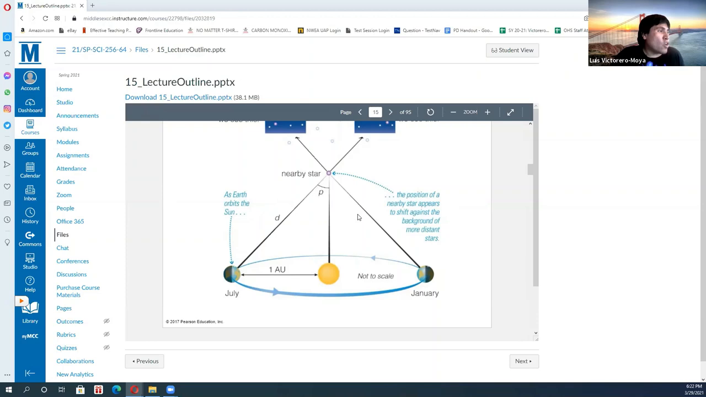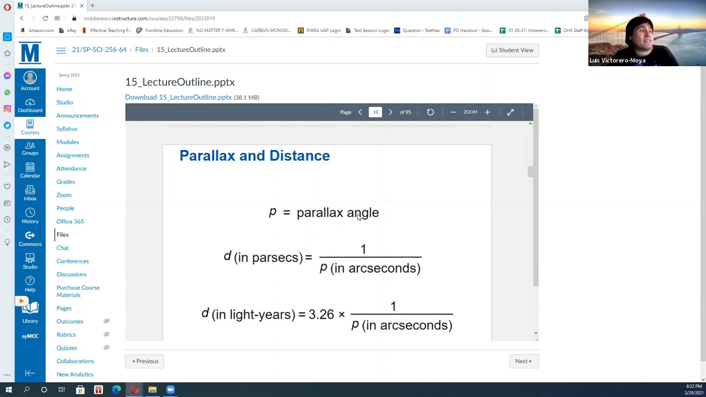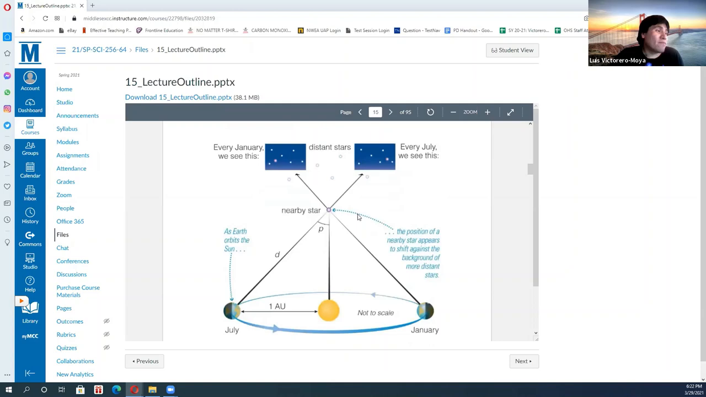That the distance in parsecs between us and a nearby star is 1 over p. Now, look how it says there that p has to be in arc seconds. And that has to do with how we define parsecs. The way we define parsecs, if you remember, was when, forget about this star.